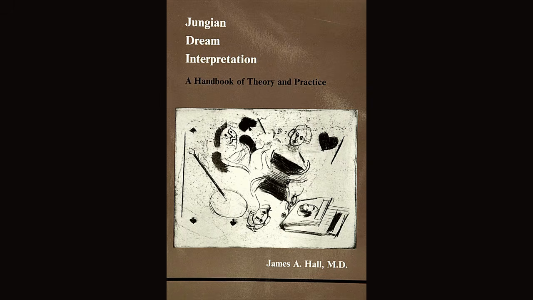Now, to start out, I want to look at something from a wonderful book, James Hall's 1983 book, Jungian Dream Interpretation: A Handbook of Theory and Practice. This also is published by Inner City Books. It provides an excellent place to begin thinking about Jungian dream interpretation. In some ways, you could say that Hall's book is a kind of Cliff Notes introduction to many of the basics of Jungian dream work.